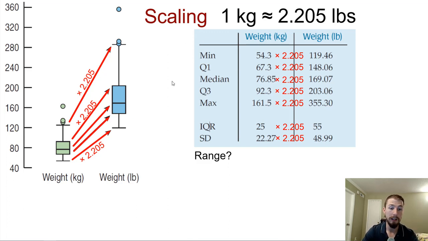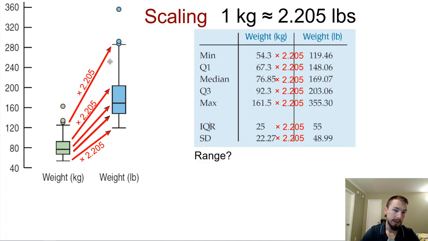But for scaling, if we're looking at the weight of, say, 100 American males, and we measure them in kilos and then we measure them in pounds, the scale factor from a kilo is about 2.205 pounds. So all the data is just going to be multiplied by a scale factor. It's going to be scaled by 2.205.